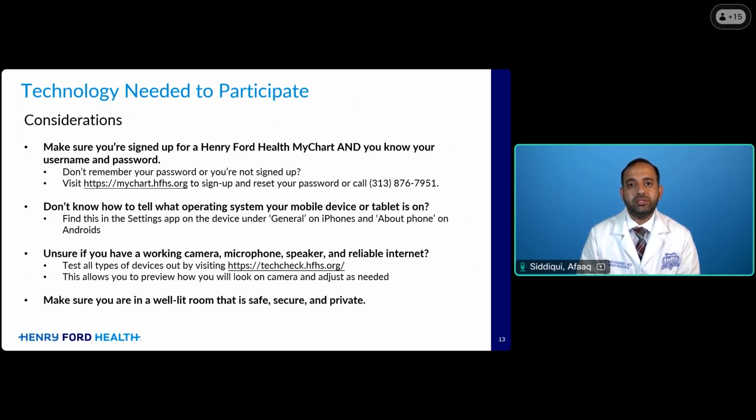And you can also go in your settings section on your device to make sure the app is up to date. And if you're not sure if your camera and microphone are working, we do have a website, techcheck.hfhs.org. This can help you adjust and make sure that your camera and microphone are working. It is always important to make sure you're in a well-lit room that is safe, secure, and private while talking to your healthcare provider via a virtual visit.